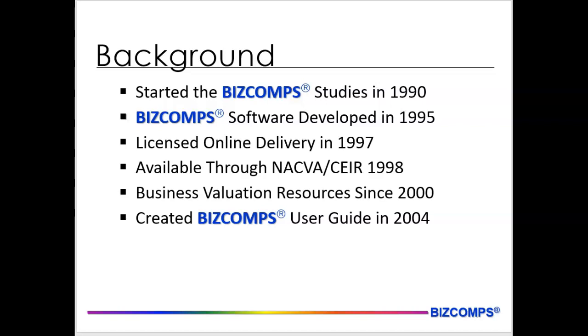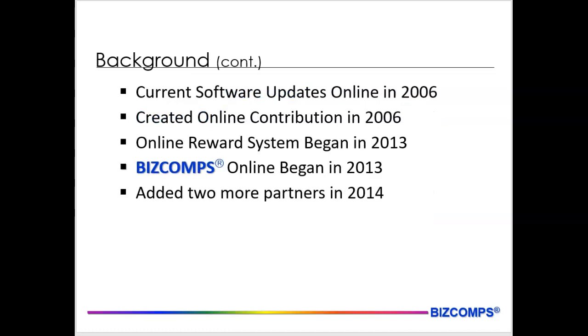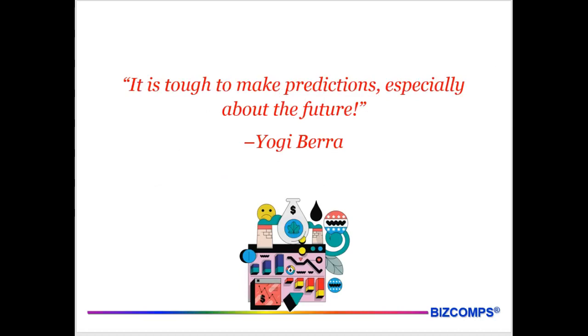Business Valuation Resources has provided it since 2000, and in 2004 Jack created the BIZCOMPS user guide. Current software updates went online in 2006, and that's when online contribution was started, and online reward system began in 2013. BIZCOMPS began its online presentation in 2013, and in 2014 Jack added 2 more partners to market and source and sell the database. It's tough to make predictions, especially about the future.